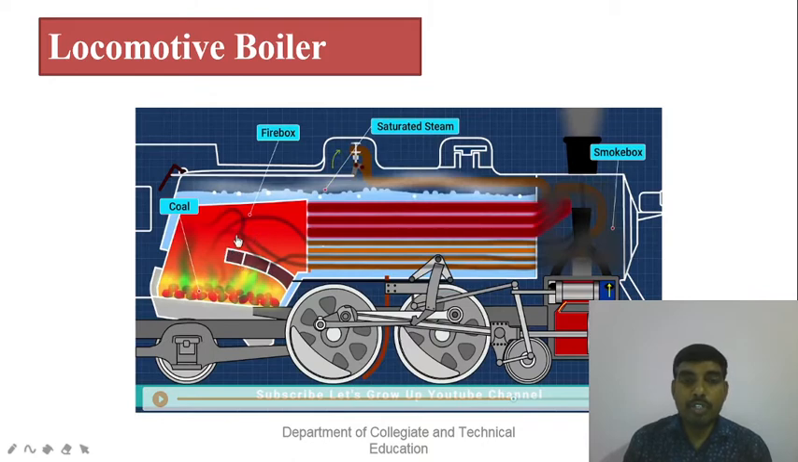From the combustion, the hot flue gases will pass through the fire tube here. After transferring the heat to the water, which is surrounded here, let's see in blue color, the water is surrounded by the fire tube. That will extract the heat from the flue gases flowing inside the tube. The flue gases pass through the straight tube and escape to the smoke box.